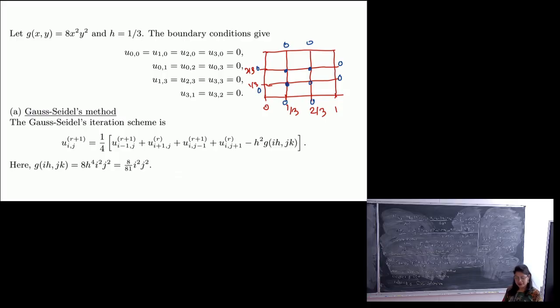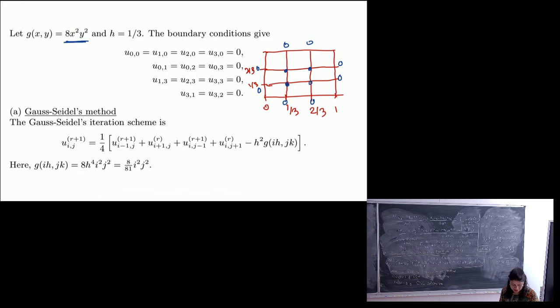By the Gauss-Seidel iteration scheme, we can write down this value here. This is 1 by 4 times, which I am writing here, this formula. Okay, so this formula we have written here that uij is 1 by 4 times of all these things and h square fij. Okay, here we are using the notation gij. So what is fij here? This is 8 x square y square.